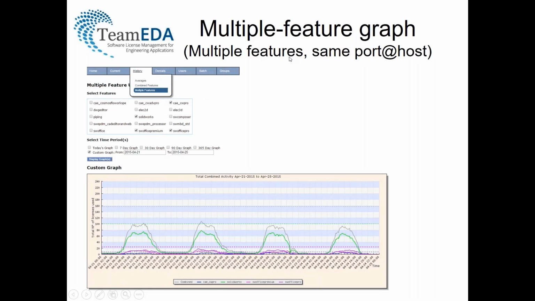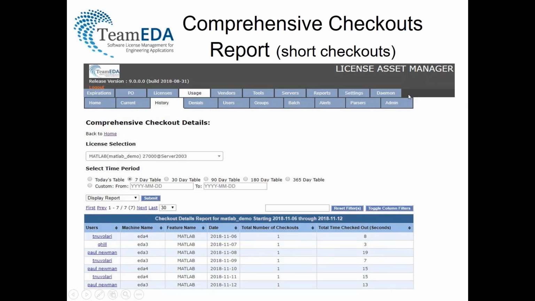We have another graph called the multiple feature graph. So this is the same ported host. And in this example, we have 15 features at this ported host. And you can just check off the features that you want to plot together for any given time period. And this is useful if you want to see correlation of use. I want to see if these features are used at the same time or to the same extent. That's called the multiple feature graph. Again, it's being able to view multiple features at the same ported host.